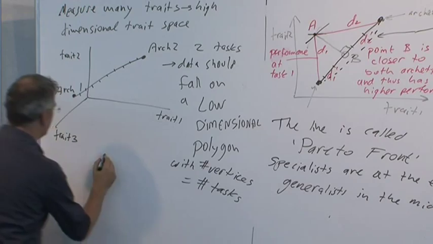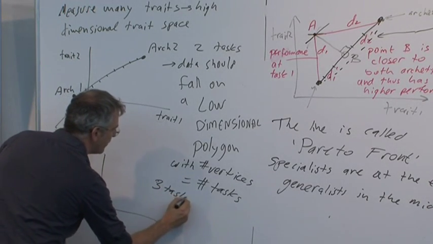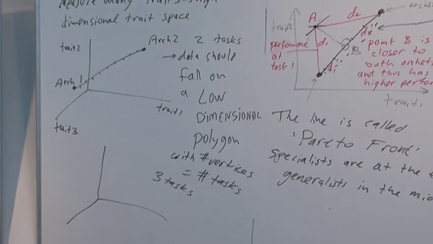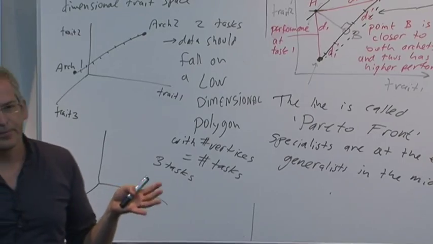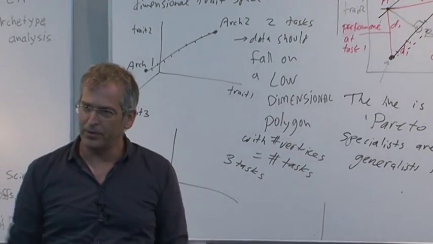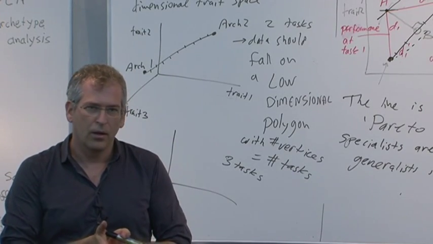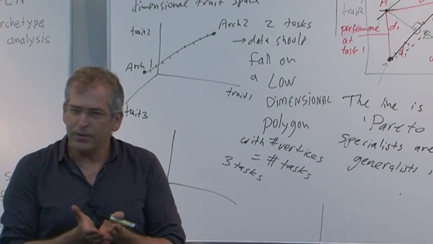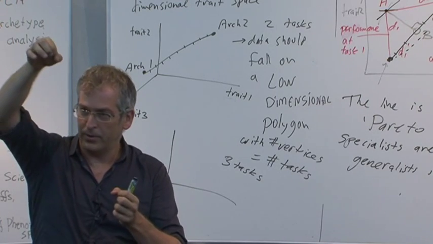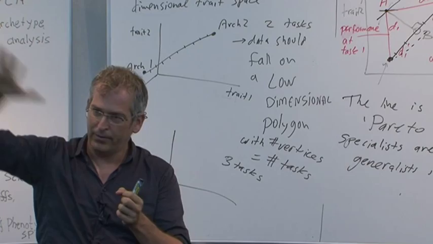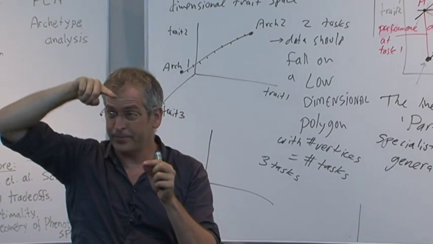So let me ask you this. Suppose I measure many traits and I have 3 tasks. What would happen to the data? Should fill a cloud in this high-dimensional space? It should fall in a triangle. Now, how many dimensions does a triangle have? 2. Triangle, you have these 3 points in this space. 3 points define a plane. And on that plane, they define a triangle.